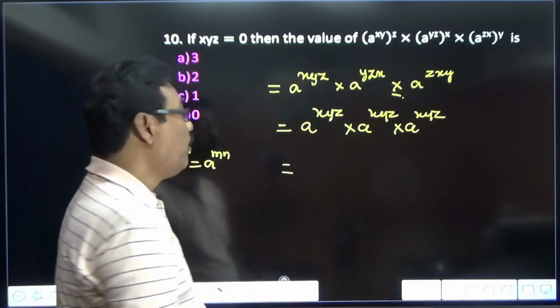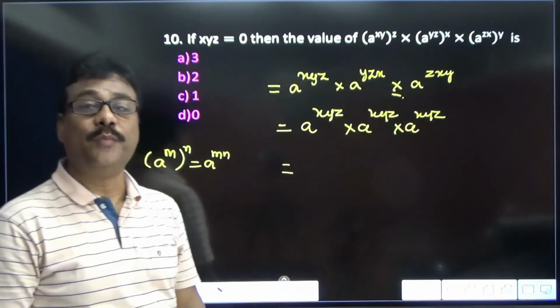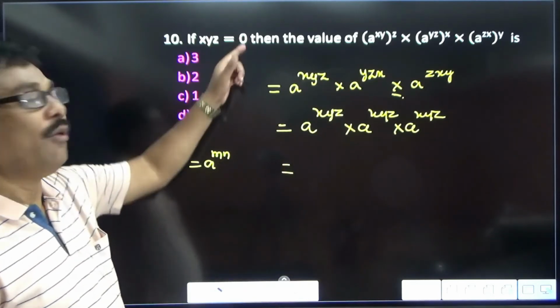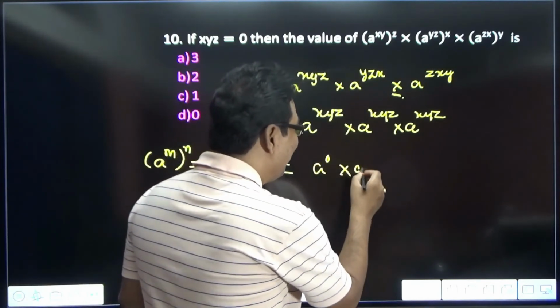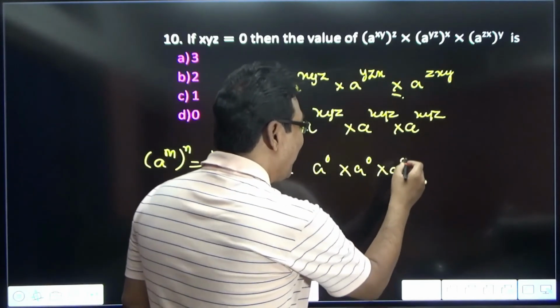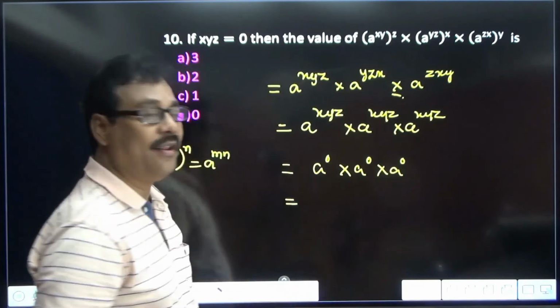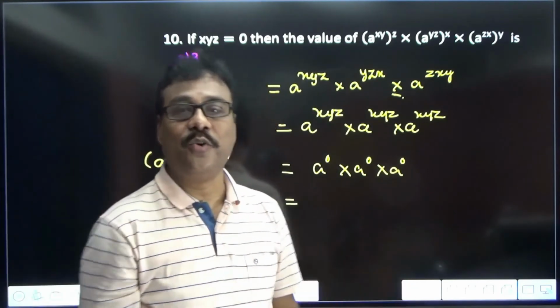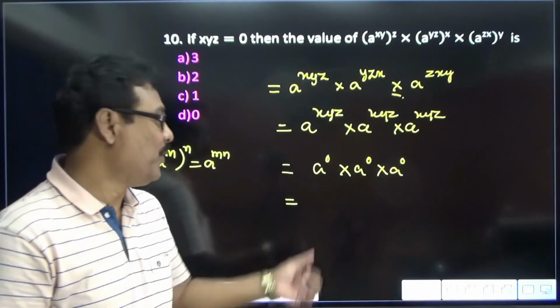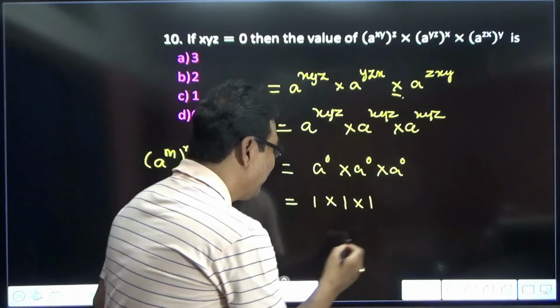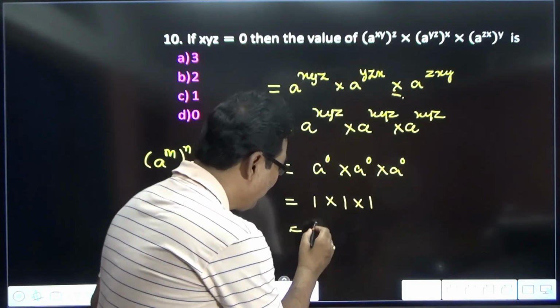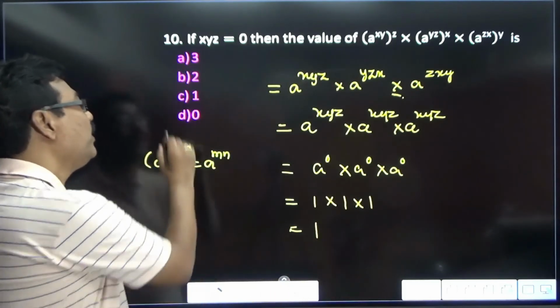Okay? Now, the value of xyz is given to me as 0. So let me put here a to the power 0 into a to the power 0 into a to the power 0. And all of you know very well, anything to the power 0 is equal to 1. So a to the power 0 is 1 into 1 into 1. That is equal to 1. So my answer is going to be 1 here.